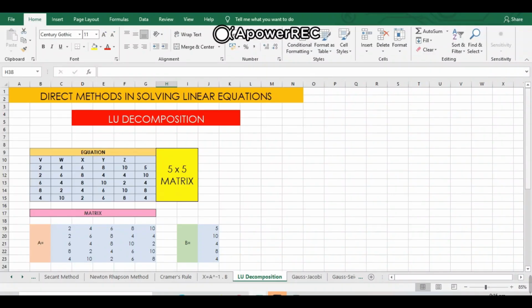Discussing direct methods in solving linear equations using LU decomposition. LU decomposition of a matrix is a factorization of a given square matrix into two triangular matrices, one upper triangular matrix and one lower triangular matrix, such that the product of these two matrices gives the original matrix. This method of factorizing a matrix as a product of two triangular matrices has various applications.